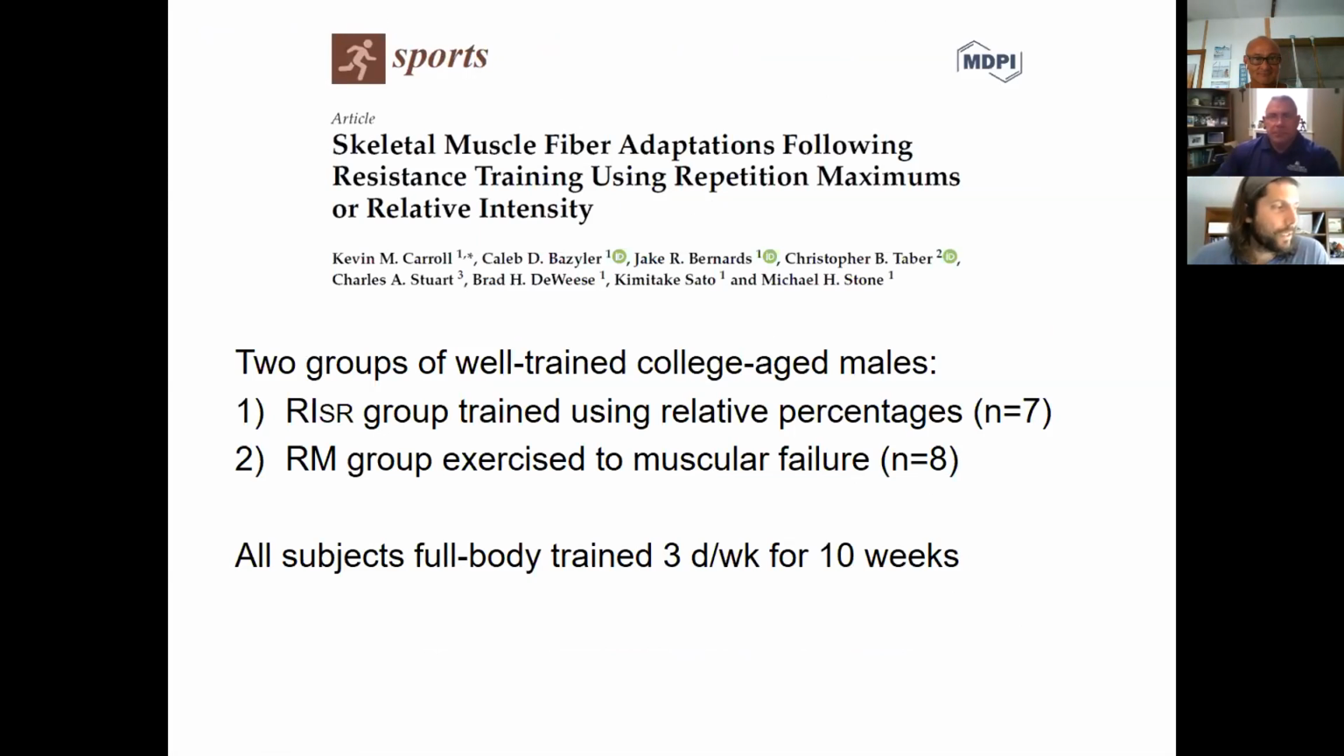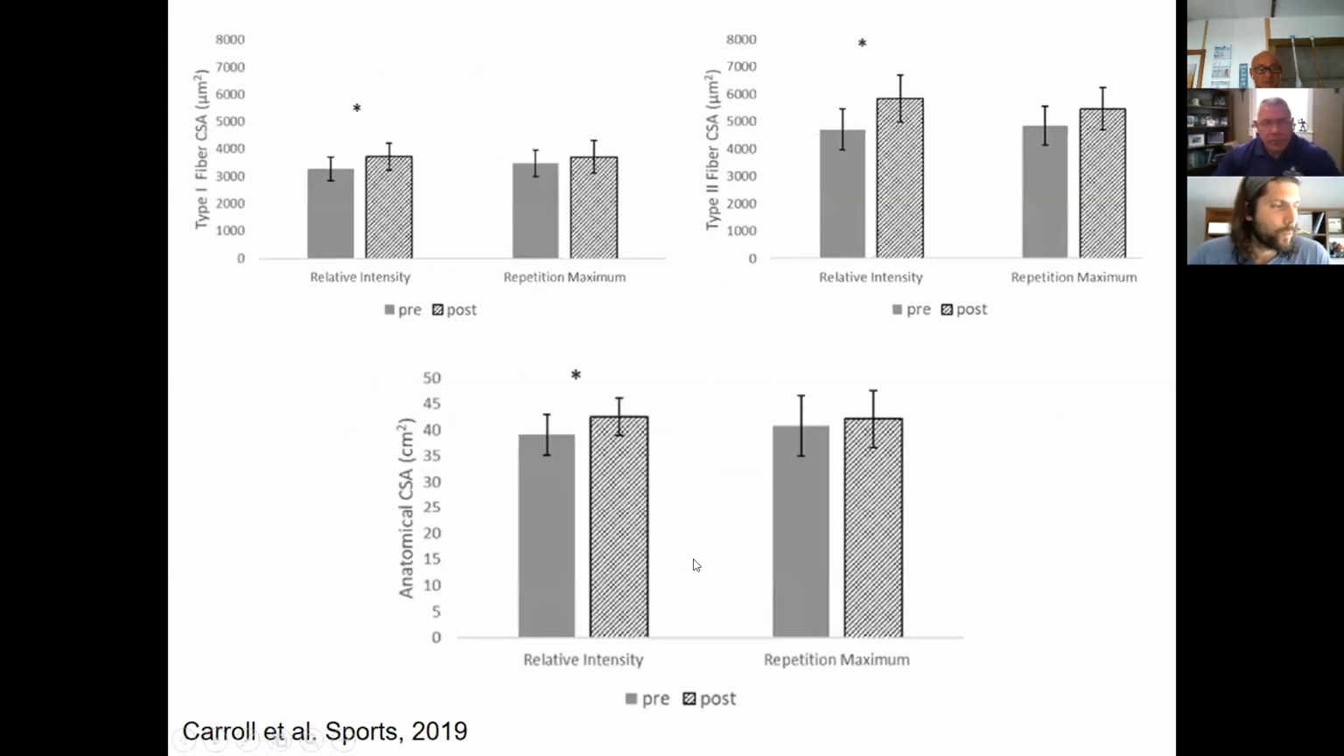Kevin Carroll, he was a PhD student in Mike Stone's lab. I thought they published a very nice study recently, and they compared the training adaptations between two groups. One group trained to relative percentages of 1RM, but they did not train to muscular failure. Okay, so that's this RISR group. The RM group trained every exercise to muscular failure, training three days per week for 10 weeks.